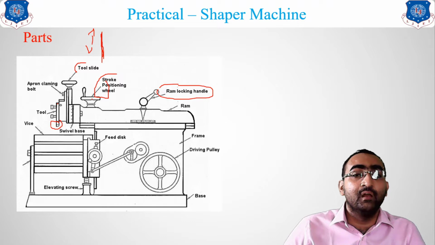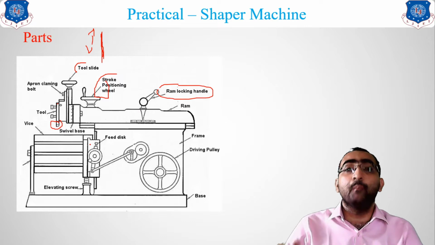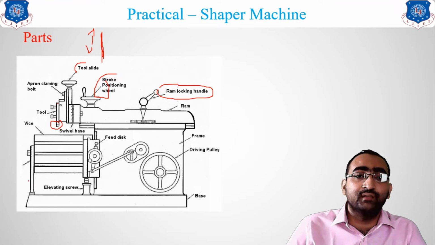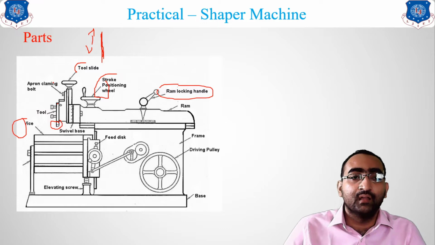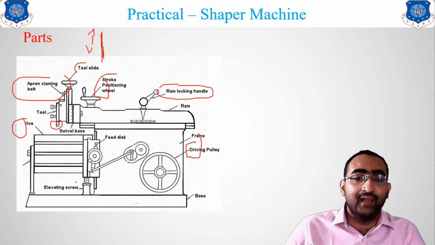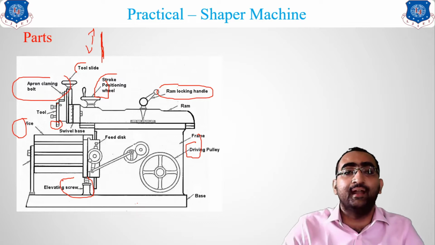Then the stroke positioning wheel: by moving the stroke positioning, the whole part will move in the forward and backward direction. And there is a huge table on which we will clamp the vise, and we will clamp our workpiece over here. This is the clamping bolt by which the tool, the clapper box, is clamped with this particular thing. Then the driving pulley, the main pulley, and this is the base. The elevating screw will help this whole work table to move in the upward and downward direction.